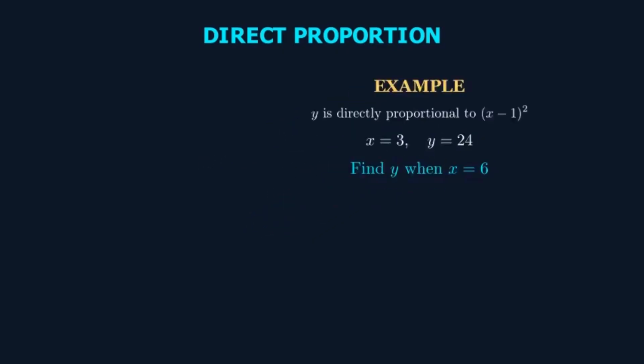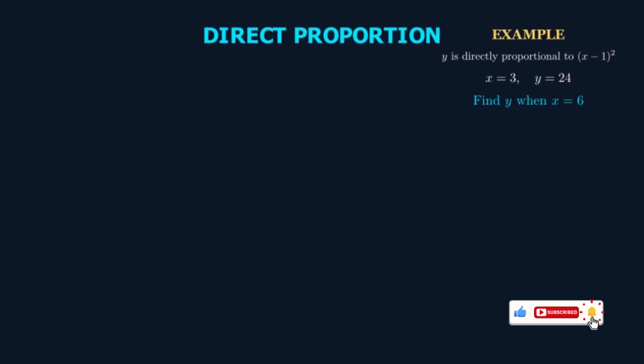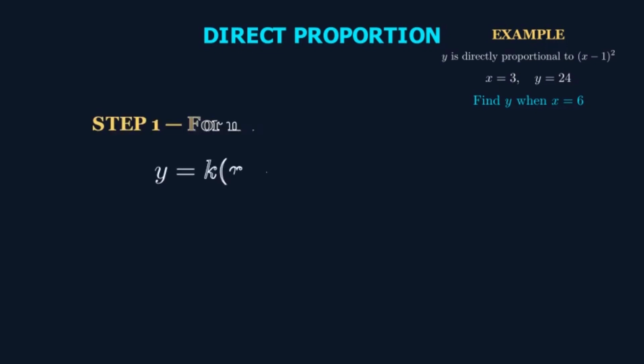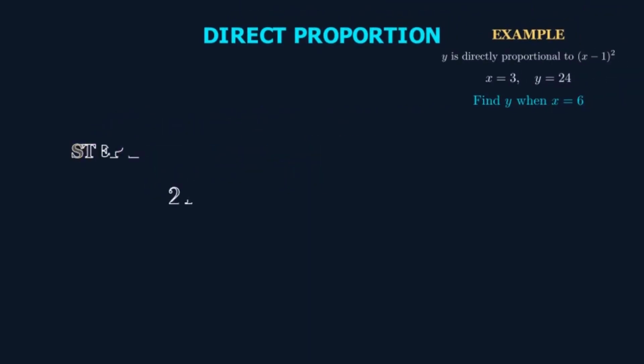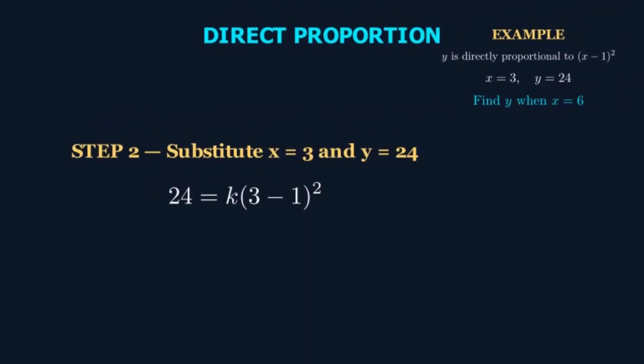Step 1. Form the equation. Because y is directly proportional to x minus 1 all squared, we write y equals k times x minus 1 all squared. Step 2. Substitute the given values. We know that x equals 3 and y equals 24. So we get 24 equals k times 3 minus 1 all squared.